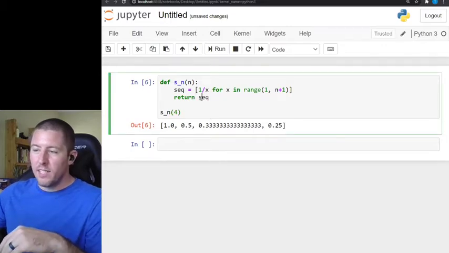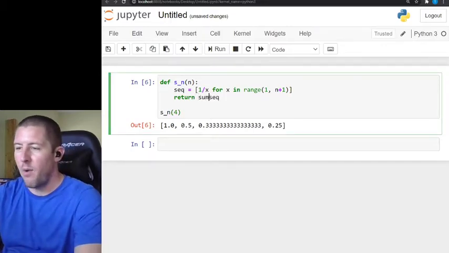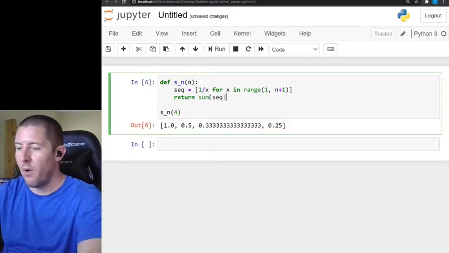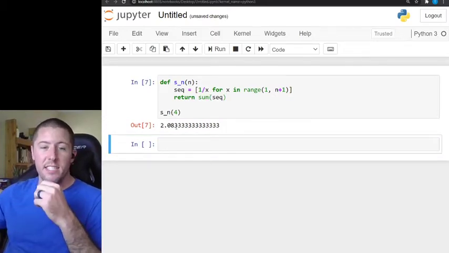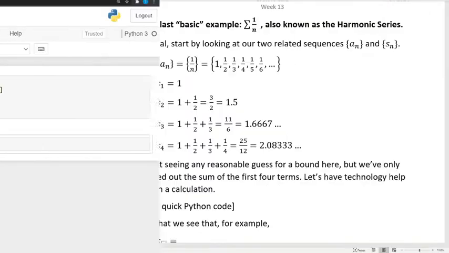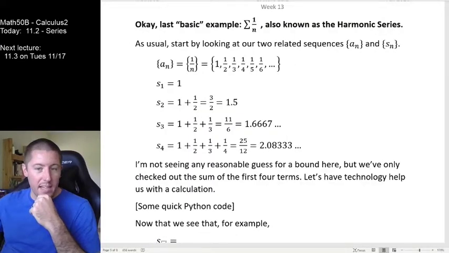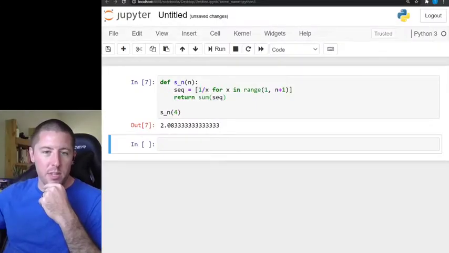So what I really want is I don't want the sequence itself. I want the sum of the sequence. So now when I update this, this should now be giving me my 4th partial sum. And this is exactly what we saw when we were back over here in Word. I had that exact value sitting right there. We can see it, 2.08333. And when I'm back over here, here's my 2.08333 when we sum up the first 4 terms.